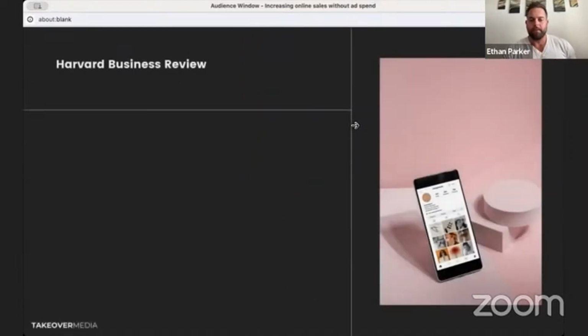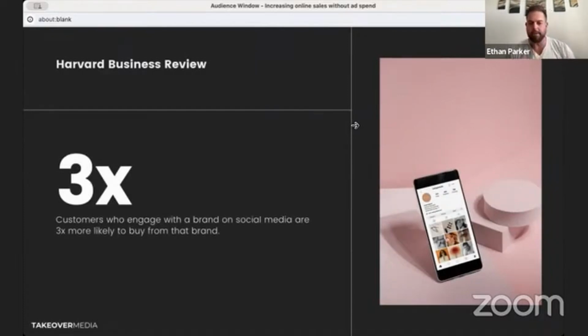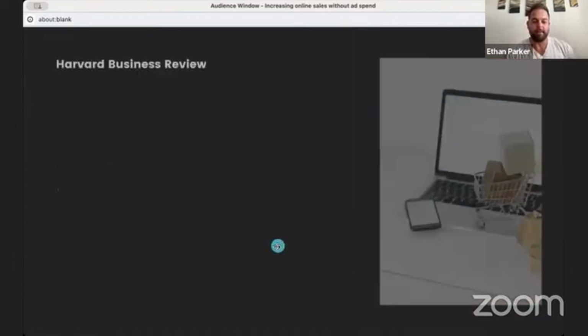So just a couple things to keep in mind. This was a study from Harvard Business Review: customers who engage with a brand on social media are 3 times more likely to buy from that brand. There are obviously higher-quality studies done, but this is a good enough proof point here. But it can be very, very impactful. It's about building trust and credibility and awareness, and you want to build a relationship with that person as much as you possibly can in the world that we live in. It has a really direct impact.